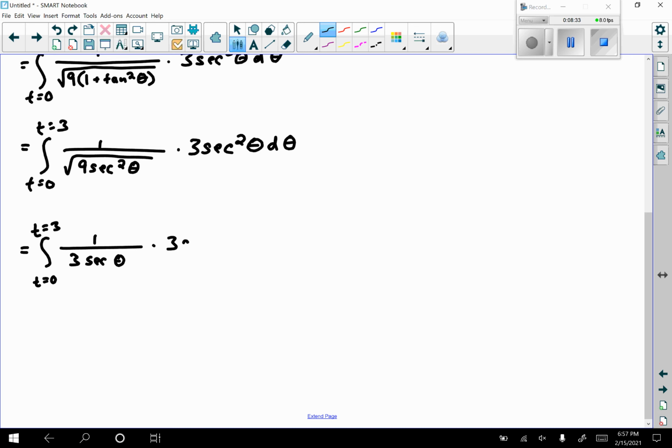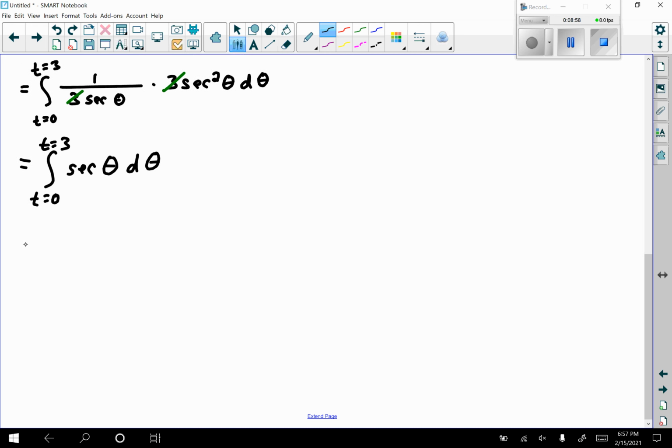And now we can see that we can divide some things here. So clearly the 3's are going to be gone, and then secant squared theta divided by secant theta is just secant theta. Now, a couple sections ago, I think it was section 7.2, I did some examples where we took the integral of secant x dx and then the integral of tangent x dx. So we could use that now. If you recall, the integral of secant theta d theta is going to become the natural log of the absolute value of secant theta plus tangent theta. But we need to evaluate this again from t equals 0 to t equals 3.